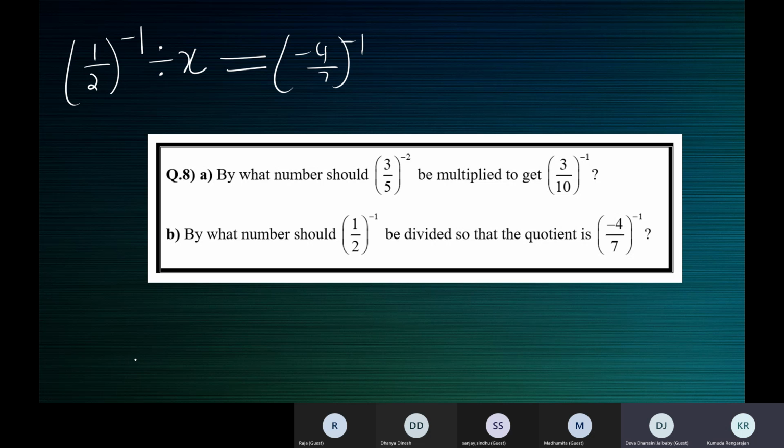Class, are we following? Yes, ma'am. Now tell me what's the next step? 2 divided by x is equal to minus 7 by 4, ma'am.